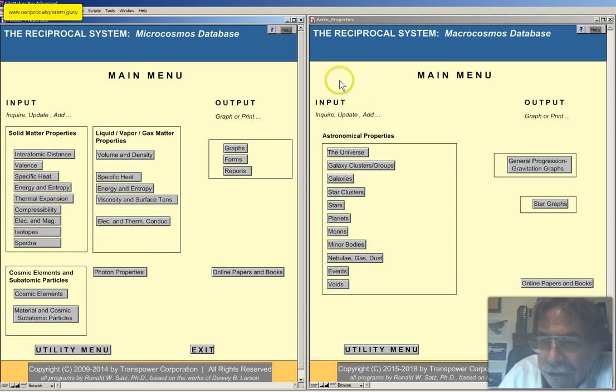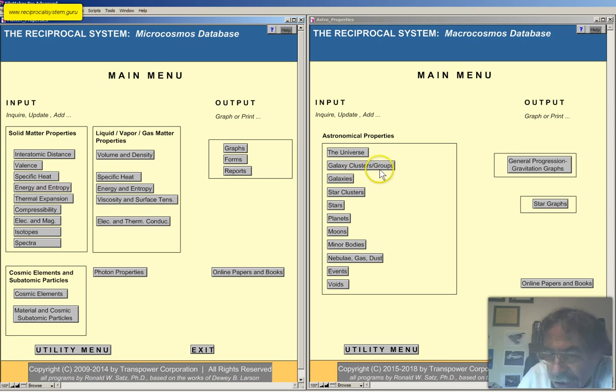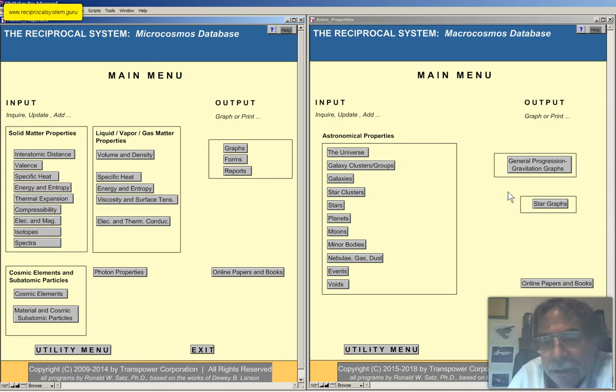Now, in the right panel here, you see the Macrocosmos database. Here I cover all the astronomical properties for the universe as a whole. Galaxy clusters and groups. Galaxies, star clusters, stars, planets, moons, minor bodies, nebulae, gas, and dust, and voids. And events here, if you want to go right over to the videos or pictures of any of these astronomical objects. Both of these models contain excellent graphing routines as well.